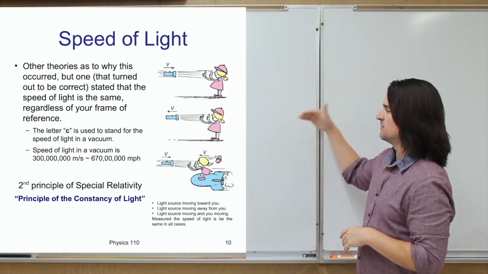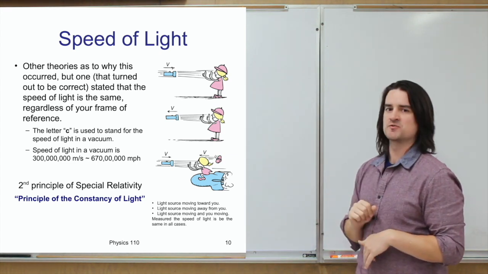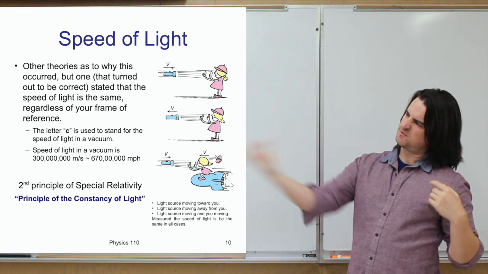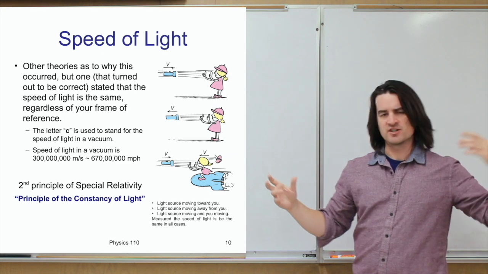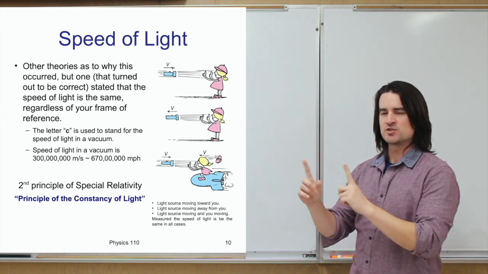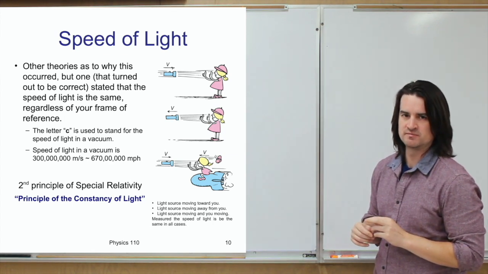And finally, even if you're in a reference frame that's also moving relative to the reference frame of the light source, right? So there's that light source flying at you incredibly fast, you're on a rocket ship flying at it incredibly fast, and you're trying to measure that speed of light coming at you, it's still 300 million meters per second.